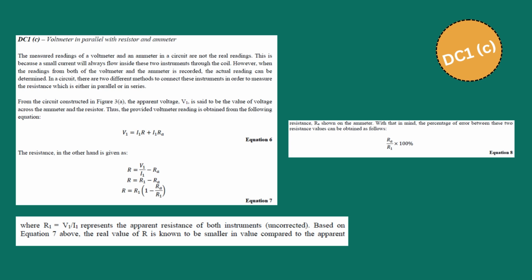In a circuit, there are two different methods to connect these instruments in order to measure the resistance, which is either in parallel or in series. From the circuit constructed in this figure, the apparent voltage is said to be the value of voltage across the ammeter and the resistor. Thus, we use these theories.